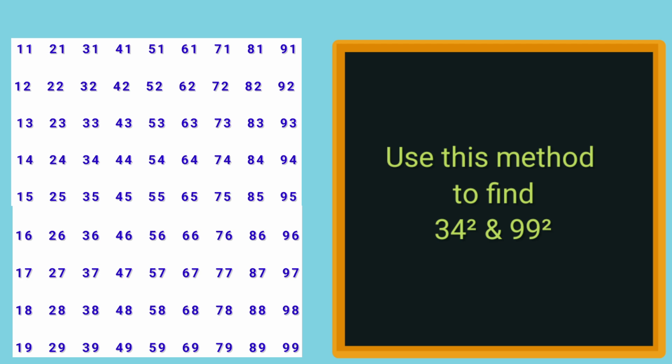Here is some work for y'all. Use this method to find squares of two numbers, 34 square and 99 square. Write your answers in the comment section.